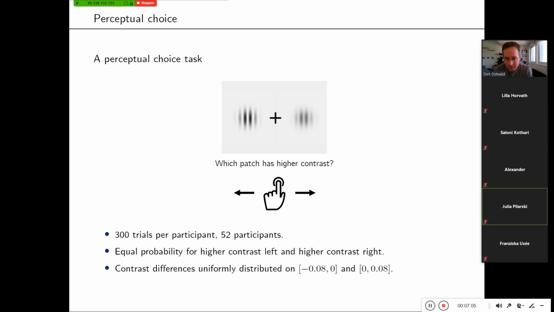Do you have questions about the task? Because I think it's essential that you understand the task.